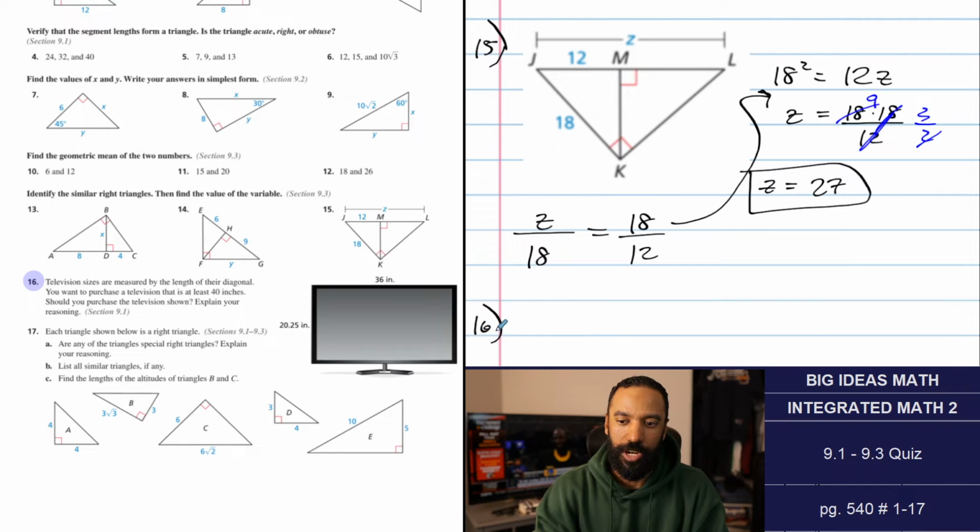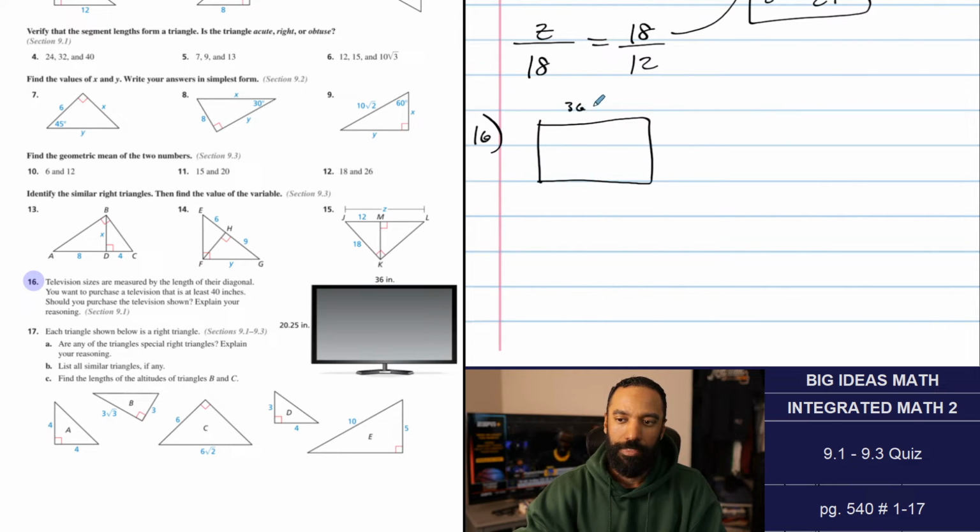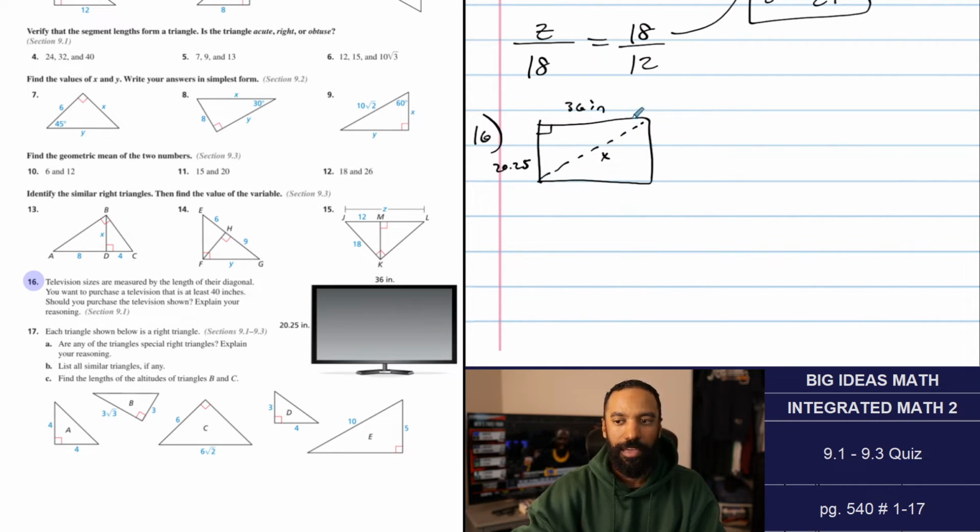So this is a question on Pythagorean theorem. If I have this television here with a width of 36 and a height of 20.25, we want to figure out what that diagonal is. The television is rectangular. It has a right angle there, so it's a right triangle. Let's try and figure out what that x is. If x is more than 40, yeah, we'll do it. If it's less than 40, no. If it's equal to 40, yes, that's allowed as well.